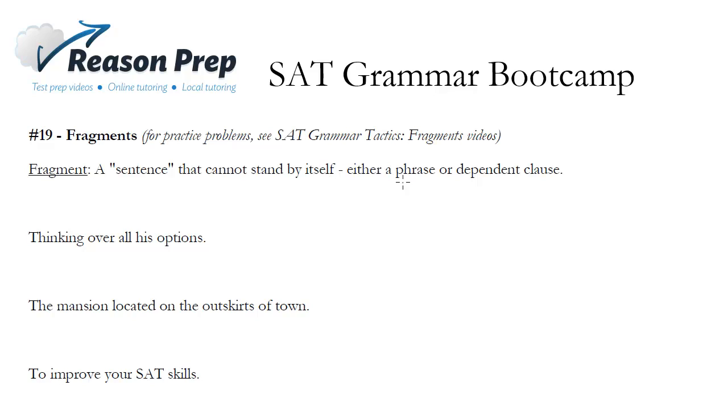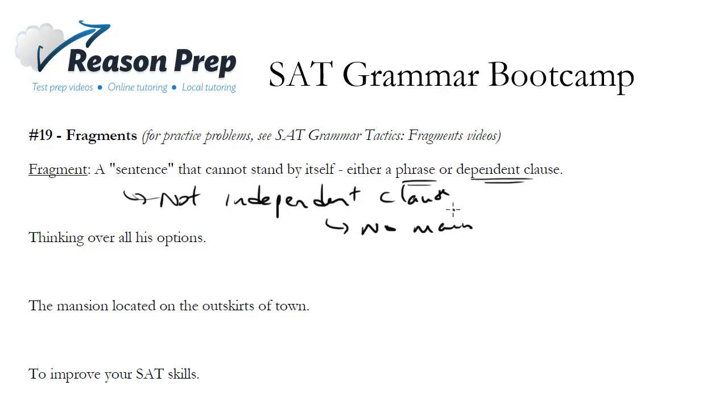So either you have a phrase or some kind of dependent clause. It's not an independent clause. So basically, it doesn't have an independent clause or isn't an independent clause. And it often has no main verb. Not always, because you can have dependent clauses that are still fragments, but often it doesn't have any main verb. Let's look at some examples.